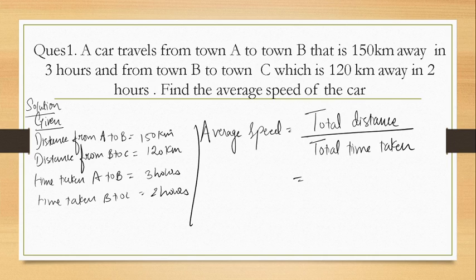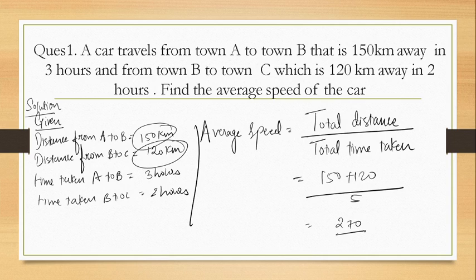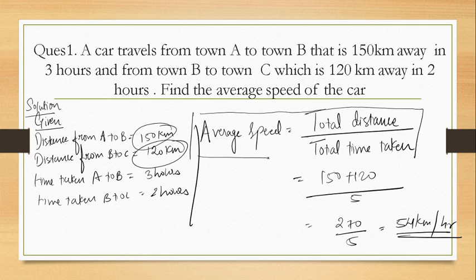What is the total distance? 150 plus 120, right? 150 plus 120 divided by total time, 3 plus 2, 5. So this is 270 divided by 5. 5 5s are 25, and 5 4s are 20. So 54 km per hour is your answer. So this is the average speed. Remember this average speed formula: total distance upon total time taken. If you remember this, your question is solved.